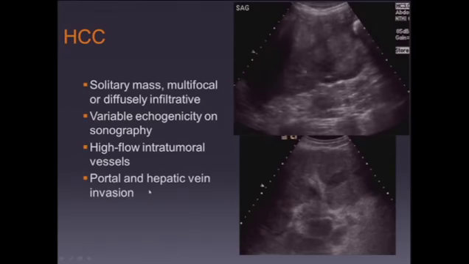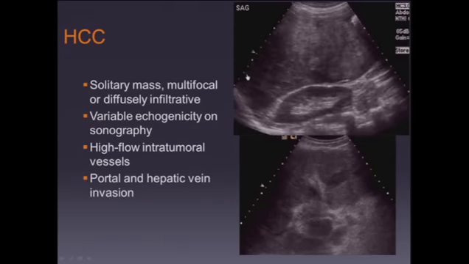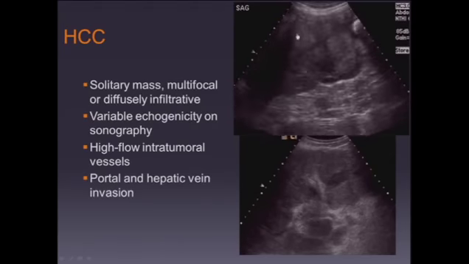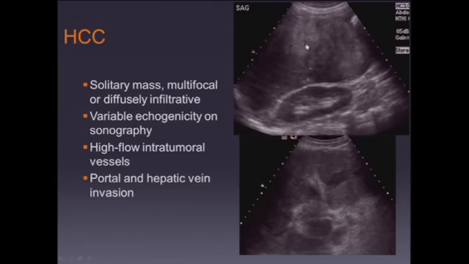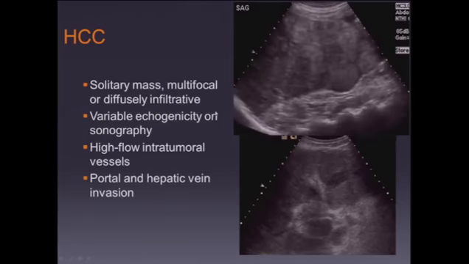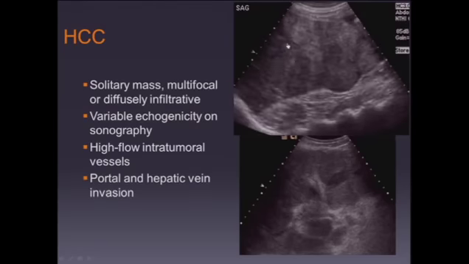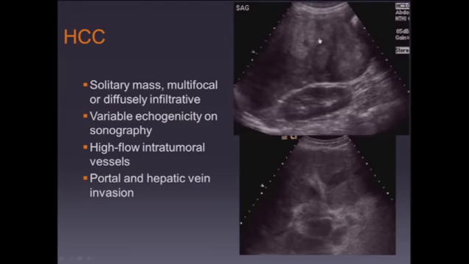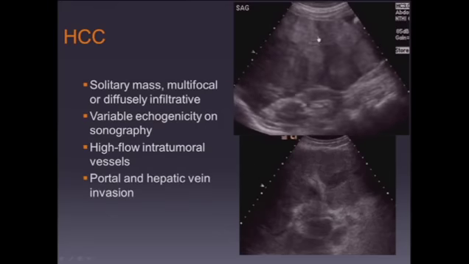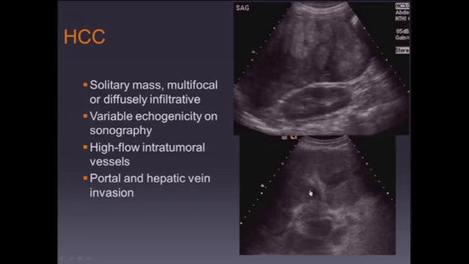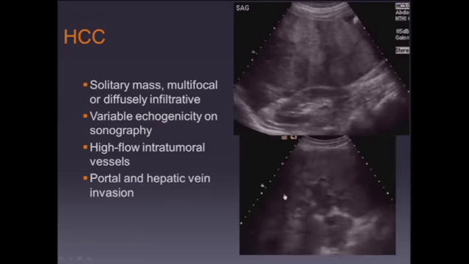Hepatocellular carcinoma can appear as a solitary mass or a multifocal or diffusely infiltrative mass within the liver. It can be of variable echogenicity on sonography, and it's characterized by high flow intratumoral vessels on color Doppler. Portal and hepatic vein invasion are seen.